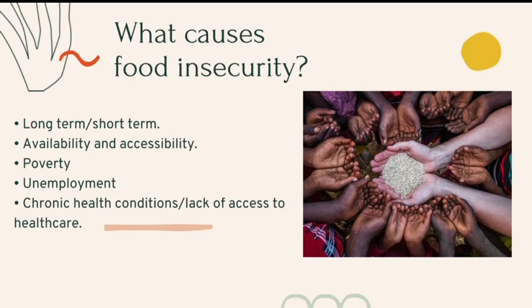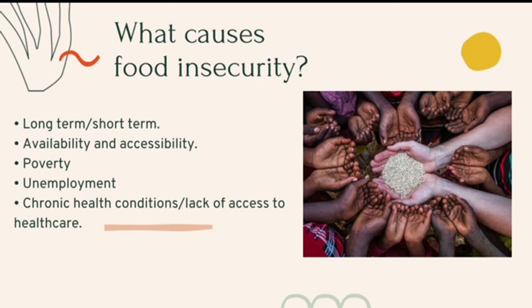This is probably the most critical point, because if the food isn't available, if there's no availability as well as accessibility, the people aren't able to access the food, then this is a huge problem and could directly cause food insecurity. Second thing, which is also one of the most important points, is poverty.